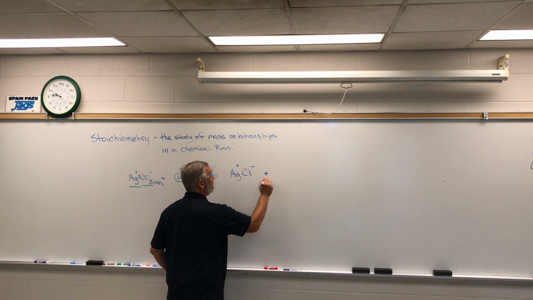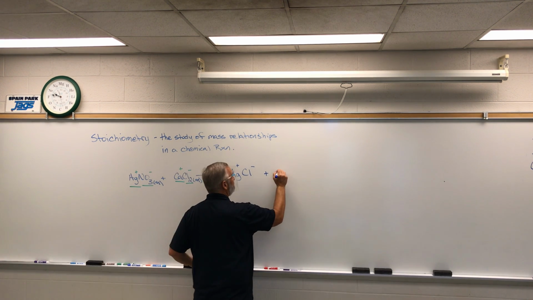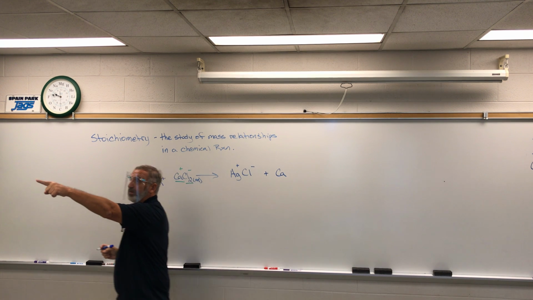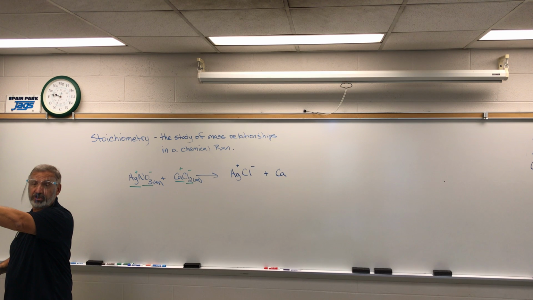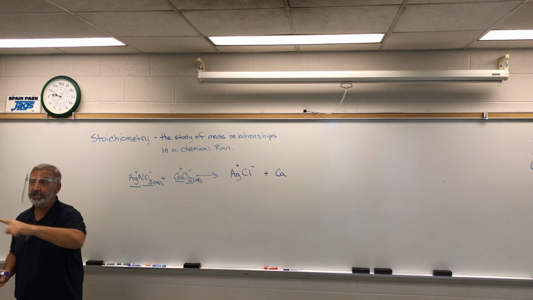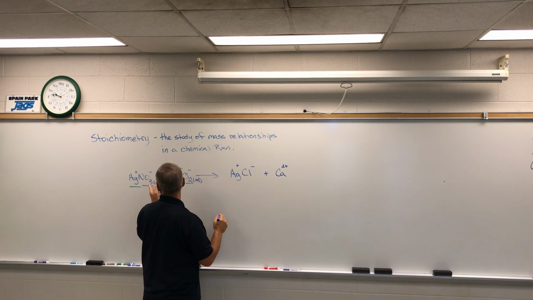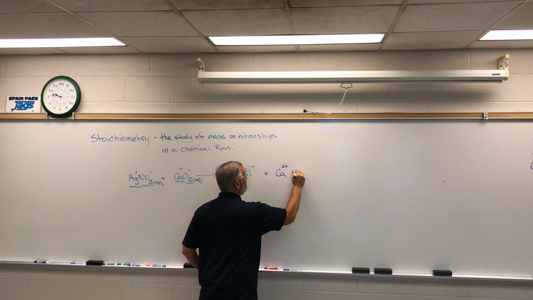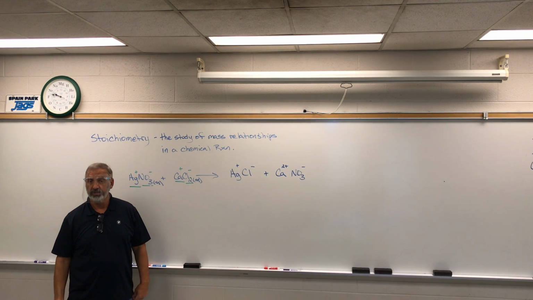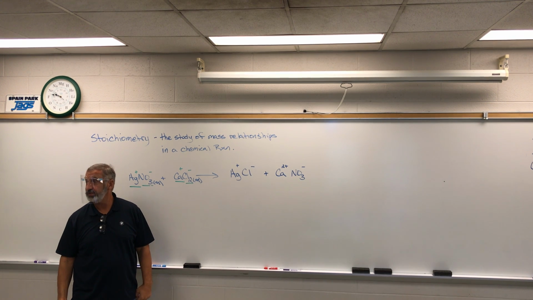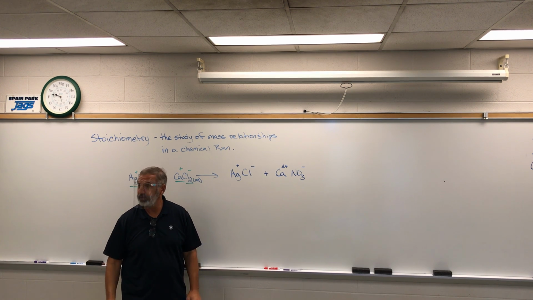Plus what? Calcium. And calcium is an alkaline earth metal in family 2A, or family 2. So what's its charge going to be? Plus 2, or 2 plus, okay? And then nitrate is a polyatomic ion, that's -1. So I need 2 nitrates, right? So how do I do 2 nitrates? Parentheses and a 2.